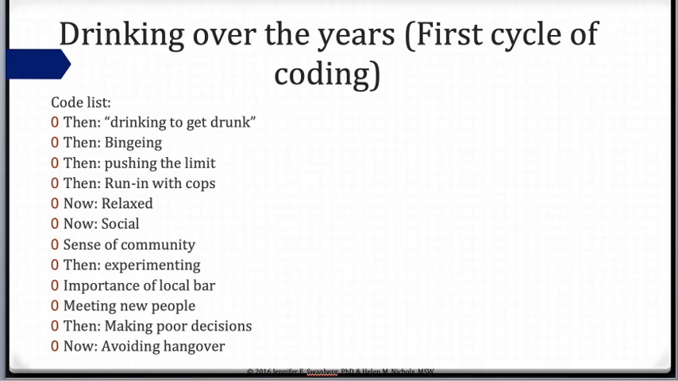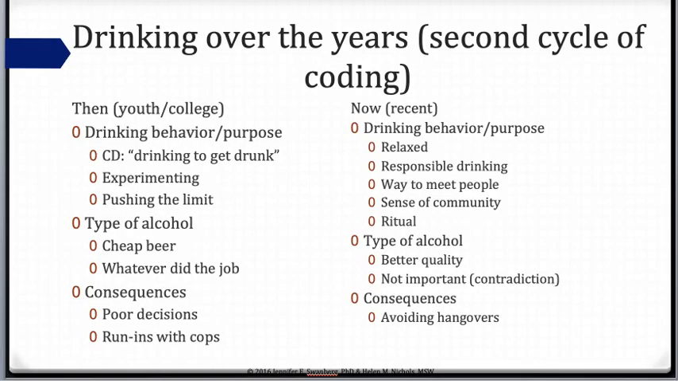And then you may want to narrow down on those codes even further and try and see what patterns emerge. Can you organize these codes in terms of some kind of hierarchy? So for instance, you may want to distinguish between drinking when they were young and drinking now. And then in terms of drinking in college, you may want to break it up in terms of drinking behavior, type of alcohol that they were drinking, what the consequences are, and again, now, what the drinking behavior or purpose looks like, what the type of alcohol is, and what the consequences of drinking are, and then compare between the two.